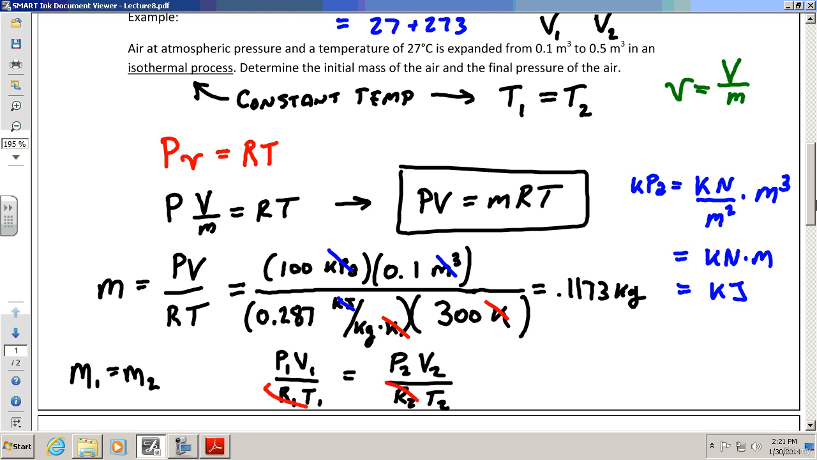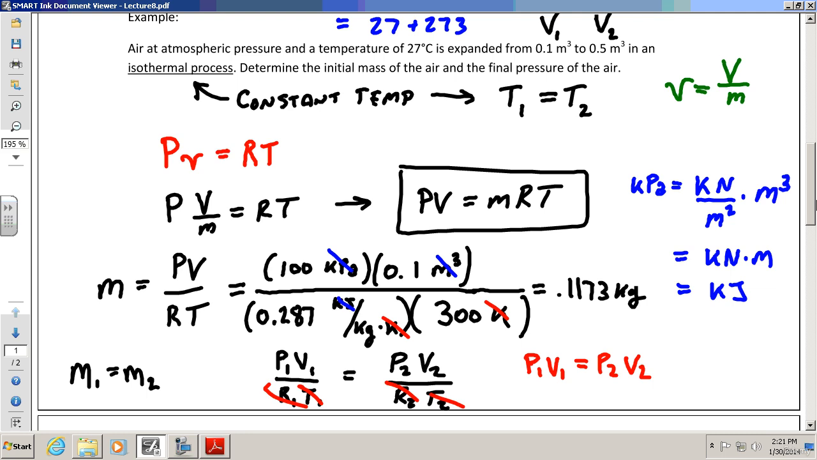We also said this was an isothermal process, right? So the temperature is the same on both sides. So that could be canceled. So now we have a much simpler equation that says P1 V1 equals P2 V2. So I want to solve for the final pressure of the air.